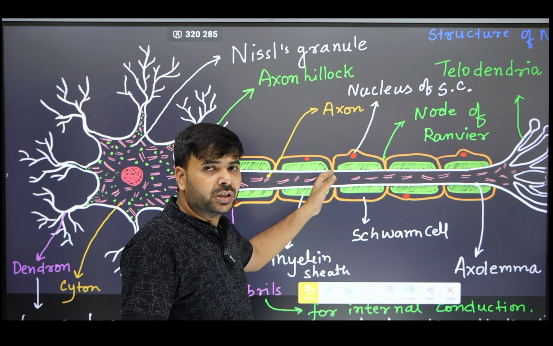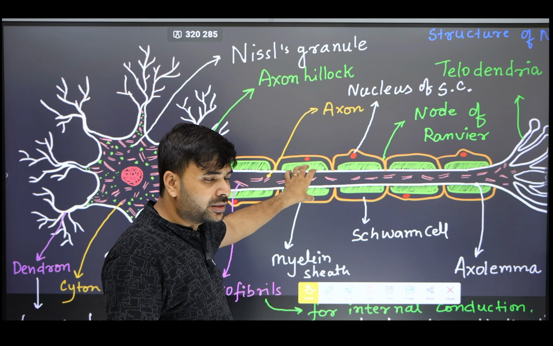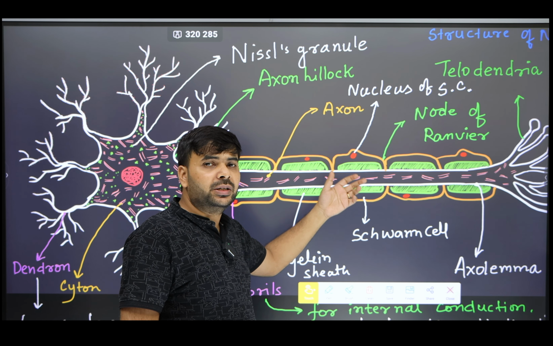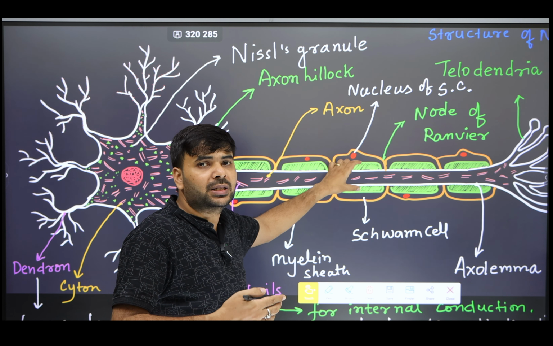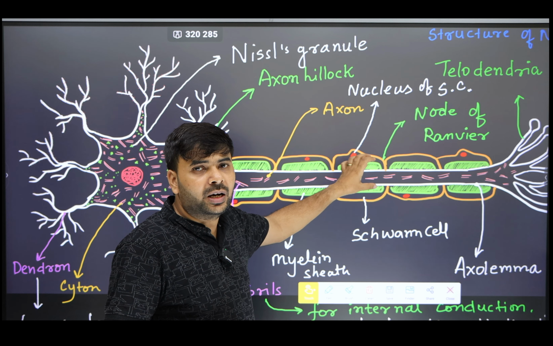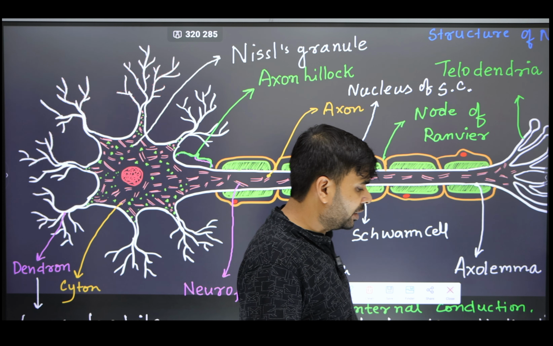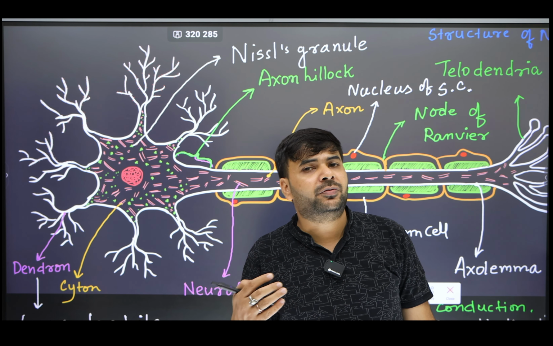In non-myelinated neurons, yes, there will be myelin forming cells, but they will not form myelin. There will be Schwann cells. But the condition where multiple layers of myelin sheath are not present, we call it unmyelinated. So in case of unmyelinated, impulse conduction will be slow. In case of myelinated, impulse conduction will be comparatively fast.